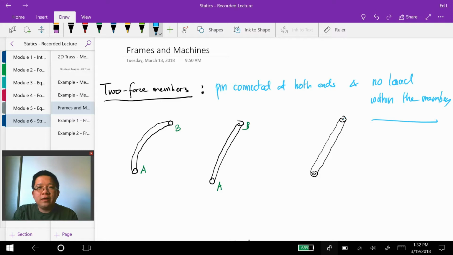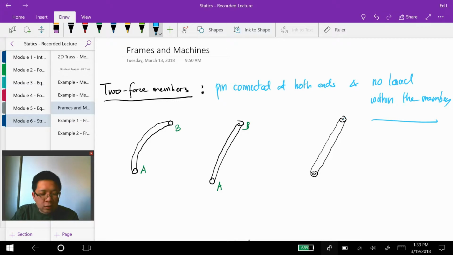Hi everyone, in this lecture we're going to continue the next topics in module 6 related to structural analysis of frames and machines. Before we proceed with these discussions, there's an important concept that I would like to discuss, and it's related to two force members.